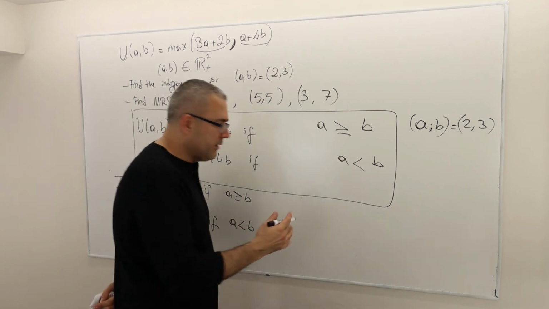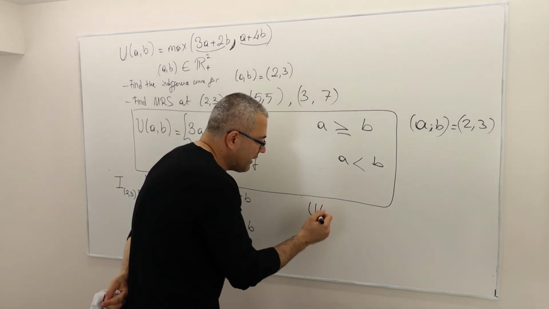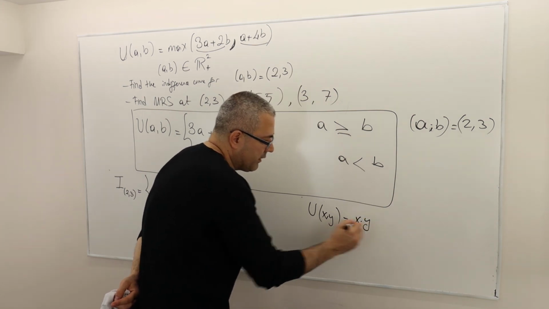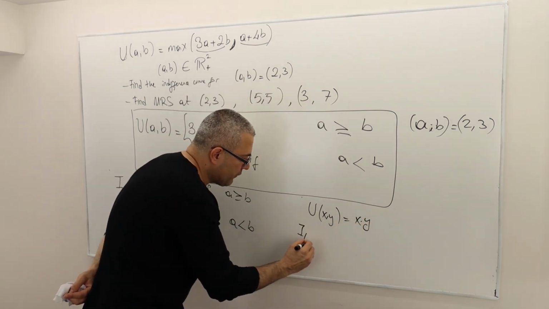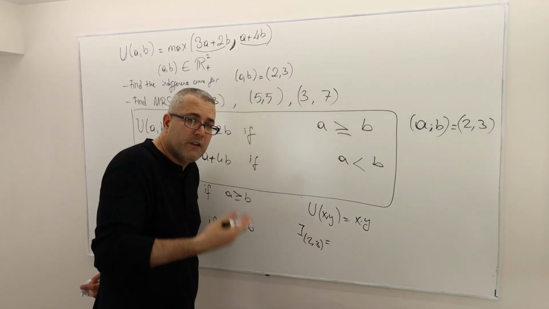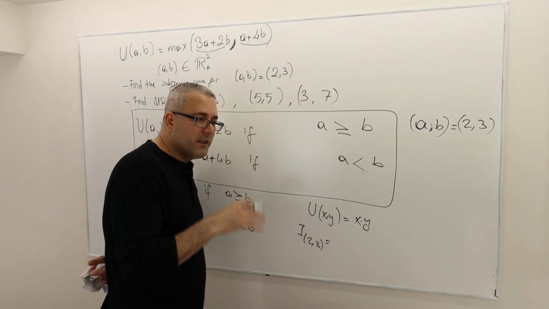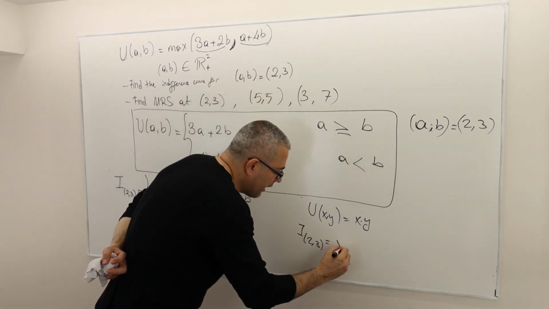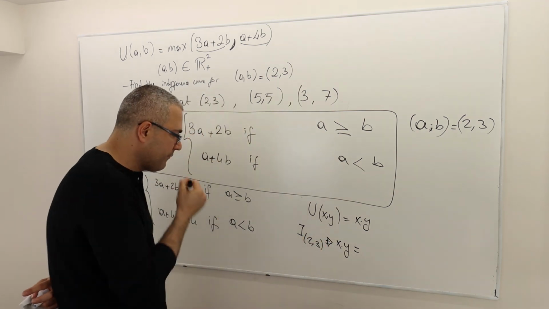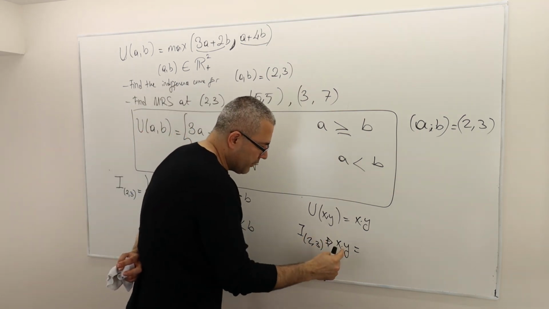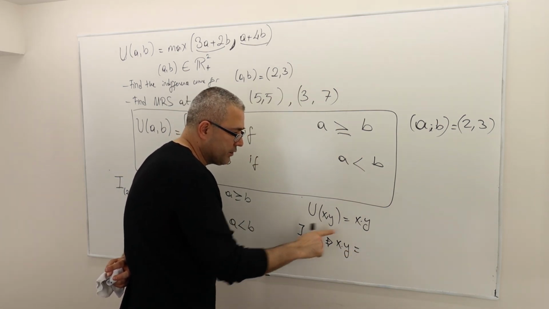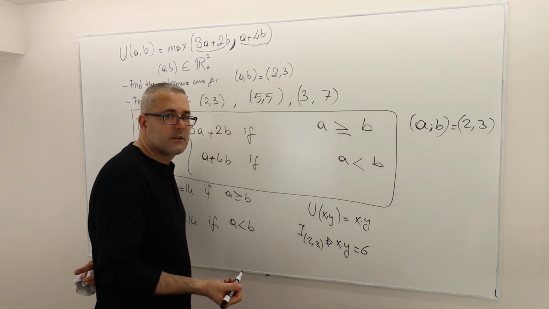Why is that so? Well, remember, what is the utility? So let's say utility is xy, x times y. So what is the indifference curve of point (2, 3)? Well, remember, according to the definition of indifference curve, it is all the points x and y where x times y is equal to the utility of (2, 3), which is 2 times 3. So it's 6.